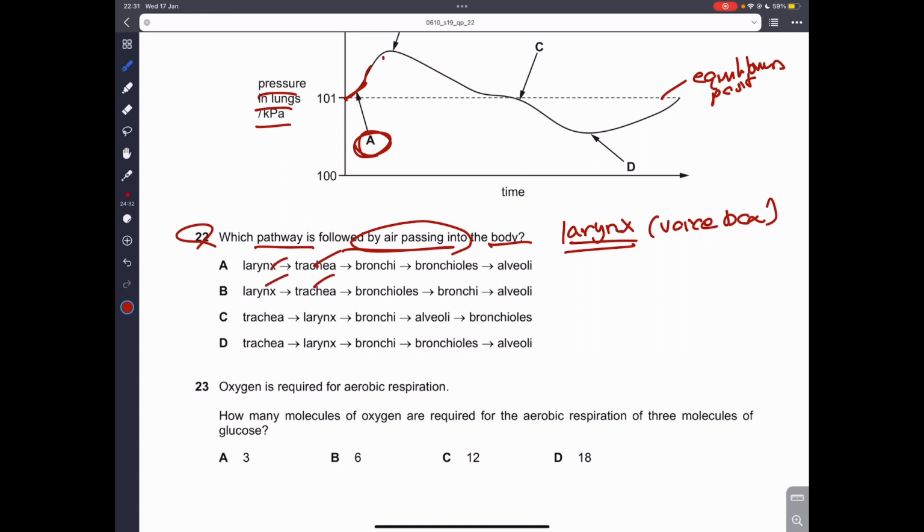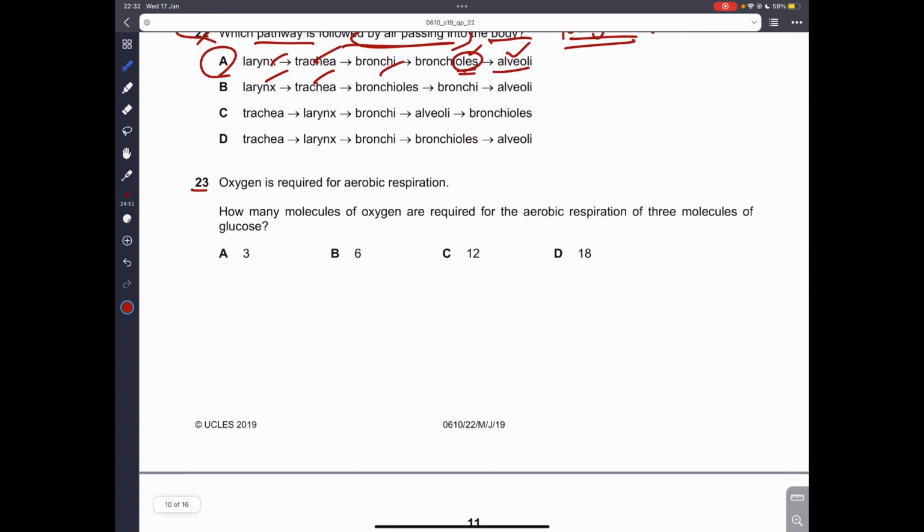Then your windpipe, which is the trachea, and then you're going to meet the bronchi, which are going to branch into smaller bronchioles. And this is a very big clue: OLES. If it ends with OLES, then it's going to be something smaller than the original one. And then the alveoli, so A is the correct answer.